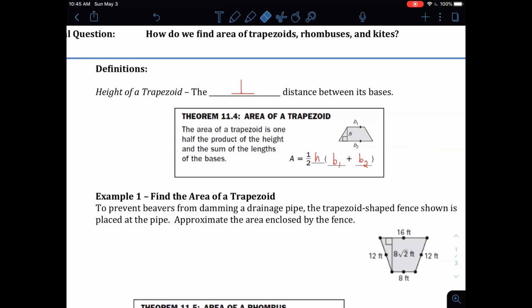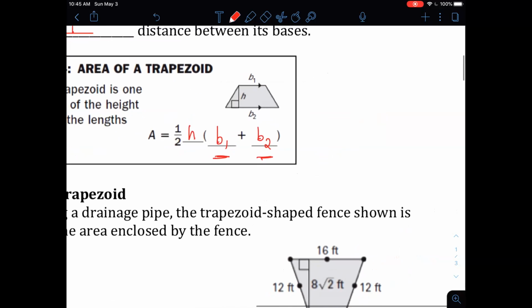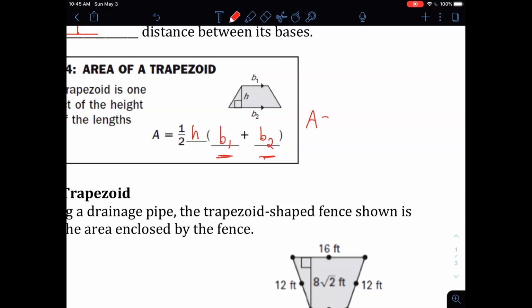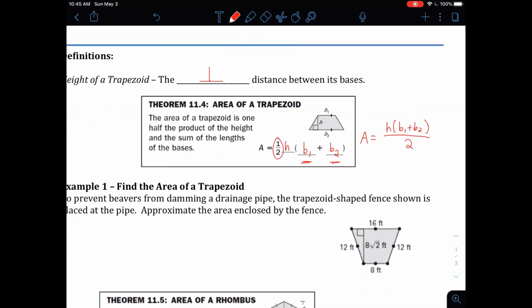Base 1 plus base 2. Or another way we could write this is area of a trapezoid equals height times base 1 plus base 2, all over 2. Instead of doing the 1/2 in front, we can also just put it all over 2. And that's the formula. It's kind of complex, but hopefully it's not too bad.